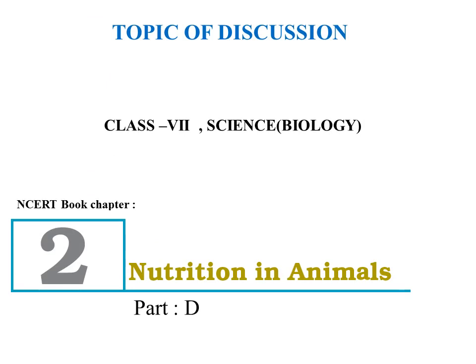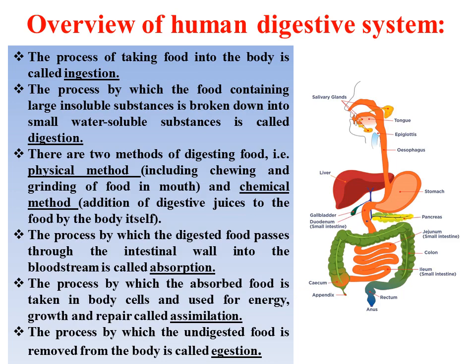Today we are going to discuss the overview of the digestive system, the human digestive system, that is in your chapter 2, Nutrition in Animals. Students, you have already learned about the different compartments of the alimentary canal and other secretory glands, their function, where they are located, what they do in the human digestive system, what their main function is, and how to initiate and how to terminate the whole process.